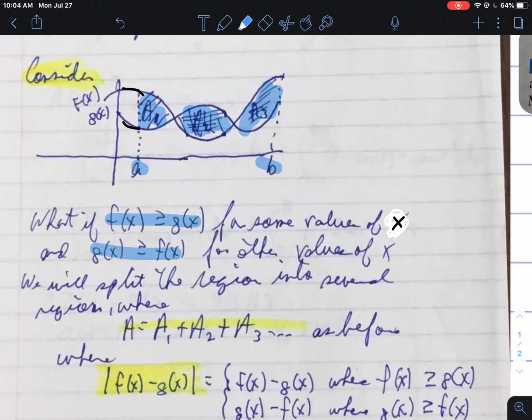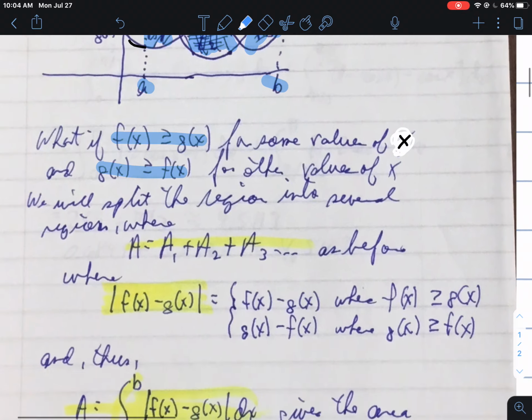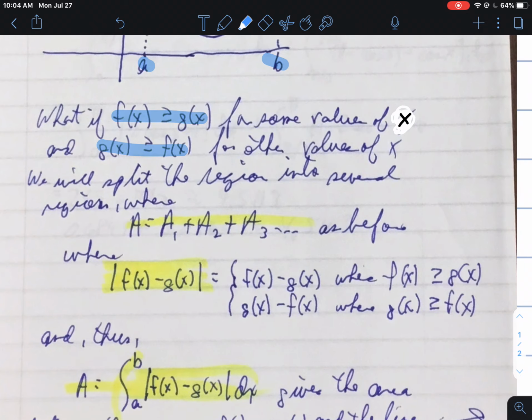So then we split the region into several regions, or call them subregions or subintervals if you wish, where the area enclosed between the two curves would be the sum of the areas of each of those regions, so call it A sub 1, A sub 2, A sub 3, etc. All right. But then we'll just have to calculate the area of each of those subintervals individually, where, notice I'm using absolute value here to emphasize again the fact that this should always be a positive value.